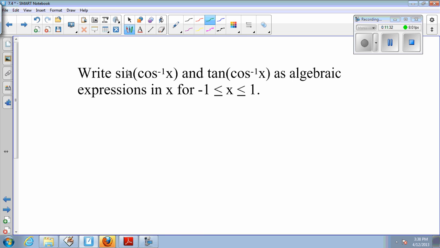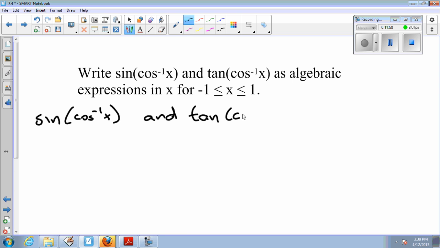We're going to write sine of inverse cosine x and tangent of inverse cosine x as an algebraic expression for x being in -1 to 1. So we're working with sine of arccosine and tangent of arccosine. Both of them are taking it of the arc cosine. So we're going to set theta equal to the inverse cosine.